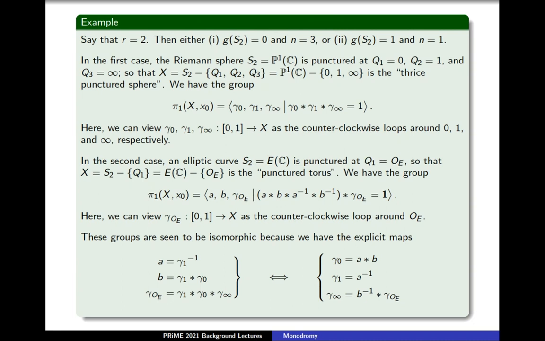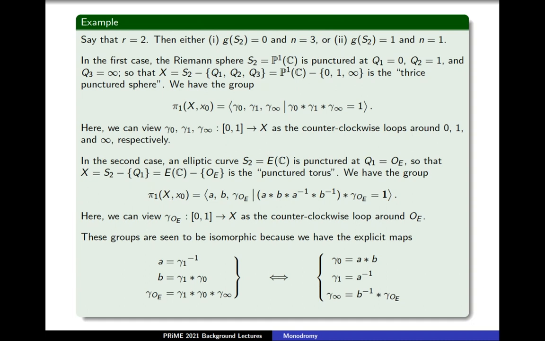So we get that our X is S2 minus these 3 points, which is P1 of C punctured at 0, 1, and infinity, or the thrice punctured sphere. Now we can study this group, pi1 of X, based at x naught, and we'll get the group generated by gamma 0, gamma 1, and gamma infinity, such that gamma 0 times gamma 1 times gamma infinity equals 1. And again, we can view these 3 different loops as counterclockwise loops around 0, 1, and infinity, respectively, but we have a relationship between these 3 loops, right, that their product is trivial.